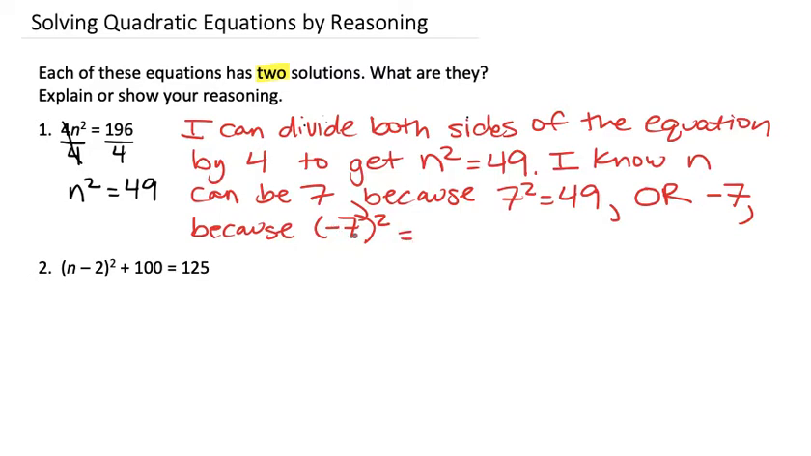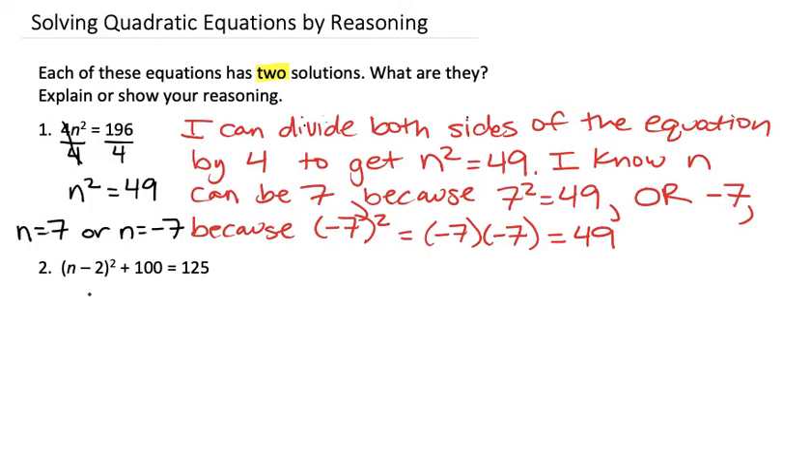If you're doing it on a calculator, you want to be careful about how you're typing it in to make sure that you're getting the negative 7 times negative 7. Generally speaking, you want to put the negative number in parentheses before applying the exponent. So negative 7 squared is negative 7 times negative 7, which, as we know, negative times a negative equals a positive. 7 times 7 is 49. So that also equals 49. So my two possible solutions for n are that n equals 7 or n equals negative 7.